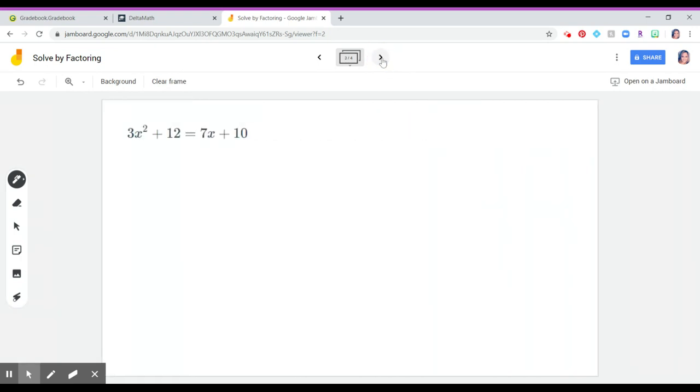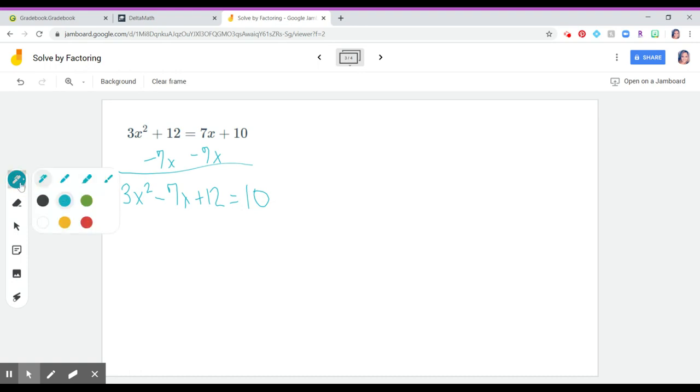Some of the other examples you're going to see is when a isn't 1. So let's take a look, making sure again it's in standard form. It always needs to start off with equaling 0. If it doesn't, you want to move it. So I'm going to subtract 7x. By doing that, I'm left with 3x squared minus 7x plus 12. There's no like terms at this point. Equals 10. And then I subtract 10.